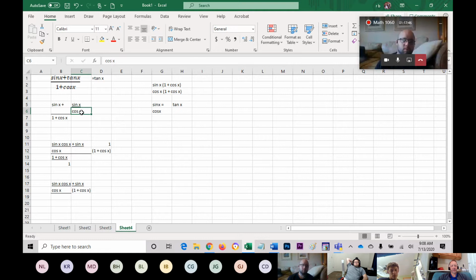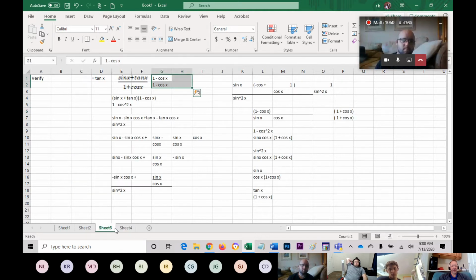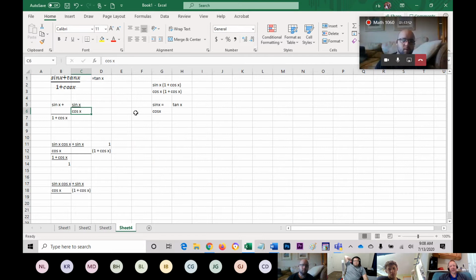And so, how do you know whether to multiply by the conjugate or not? I hate to say it, but some of it is trial and error. So, it was still a good little effort here.